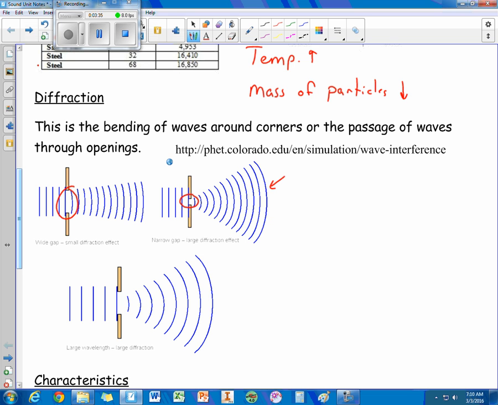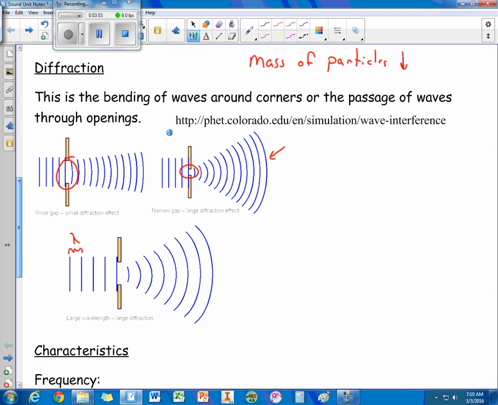It also depends on wavelength. These are wavefront diagrams, so that's the wavelength. And notice that larger wavelengths also make this a little more pronounced. And this is true for every wave, not just sound. Light diffracts, water waves diffract. It's just true for all of them.